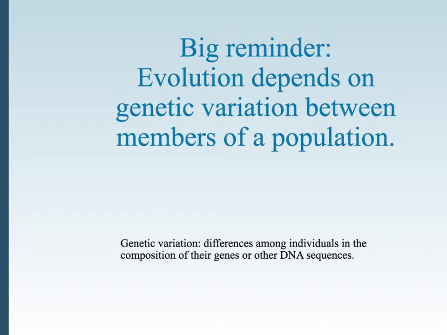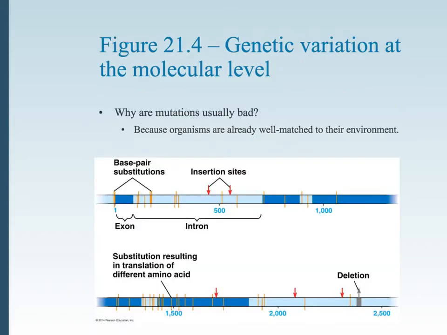That genetic variation, the definition for that down here at the bottom, is just saying differences among individuals in the composition of their genes or other DNA sequences. Okay, that is what is subject to natural selection and evolution. So this is actually a diagram I didn't show you in lecture. Genetic variation at the molecular level.